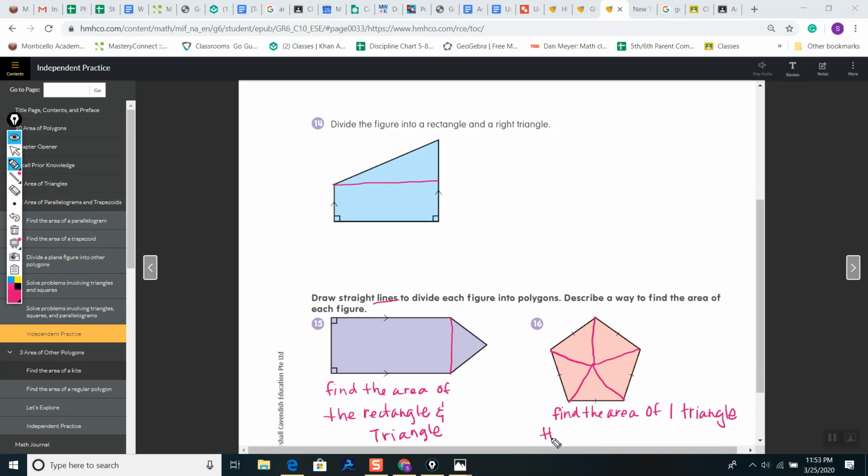Then I would multiply the area by 5. So that's how I'd find the area of that pentagon right there: I would find the area of one triangle, and then I would just multiply that by 5. Okay? All right.